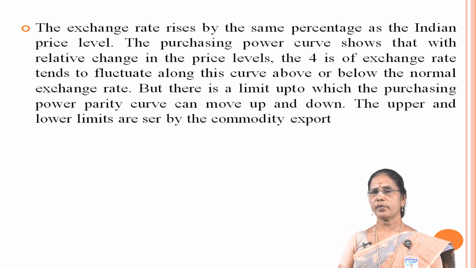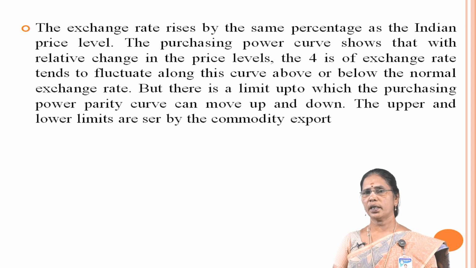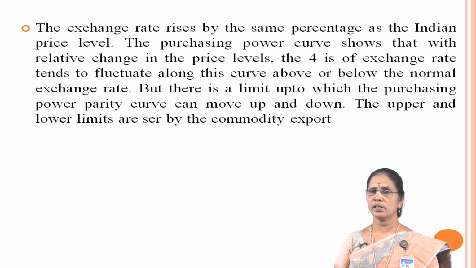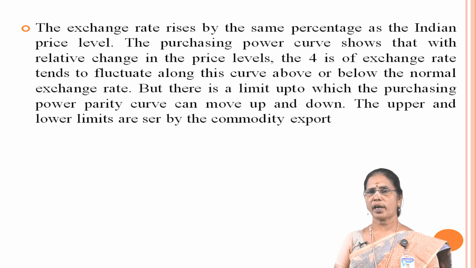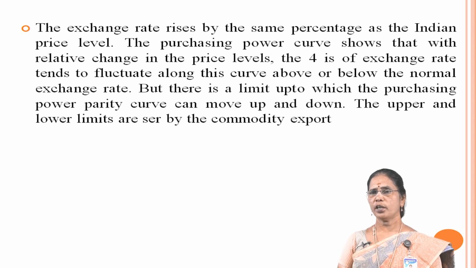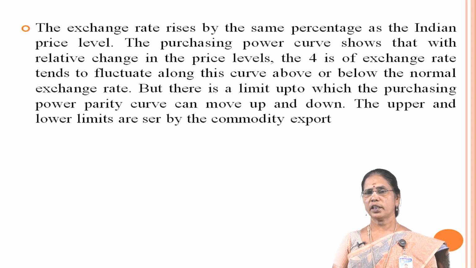The purchasing power parity curve shows the relative change in the price level. The exchange rate tends to fluctuate along this curve, above or below the normal exchange rate, but there is a limit up to which the purchasing power parity curve can move up and down. The upper and lower limits are set by the commodity export points.